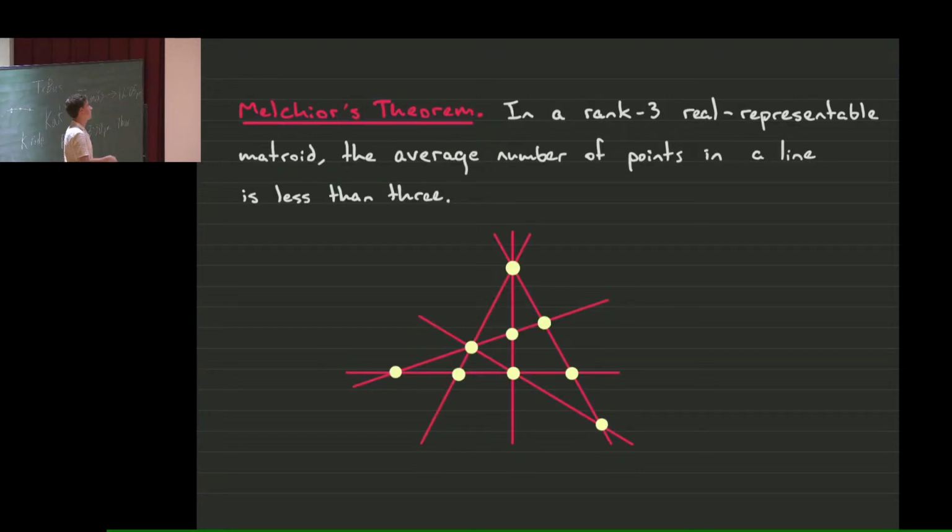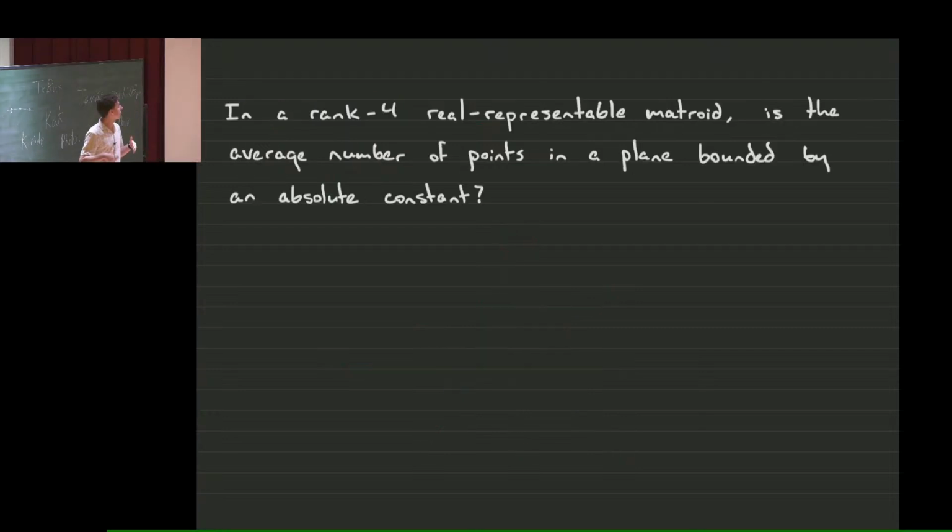But like I say, Jim and I came across this theorem of Melchior, and we were interested in it, and in keeping with the theme of our research, we asked ourselves, what about higher rank flats? So again, if we just go up to rank 4, is the average size of a plane at most an absolute constant? And the short answer is no.